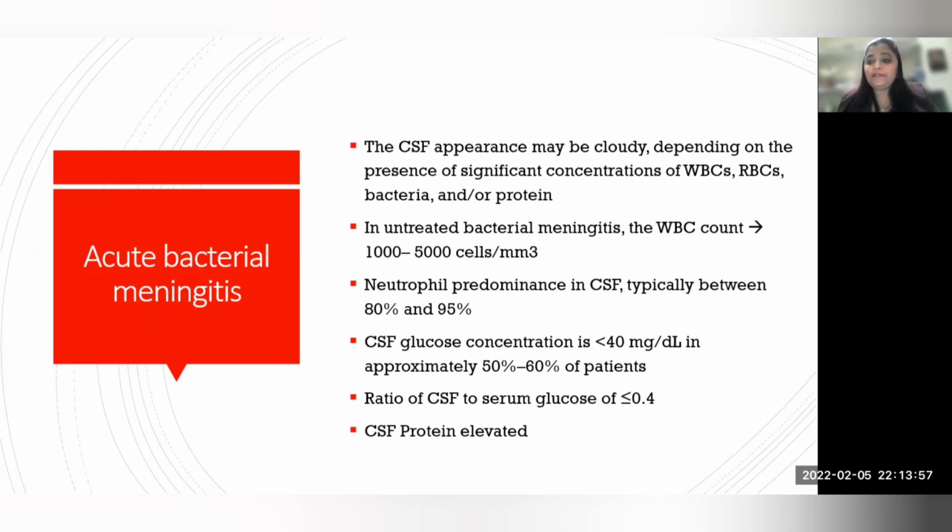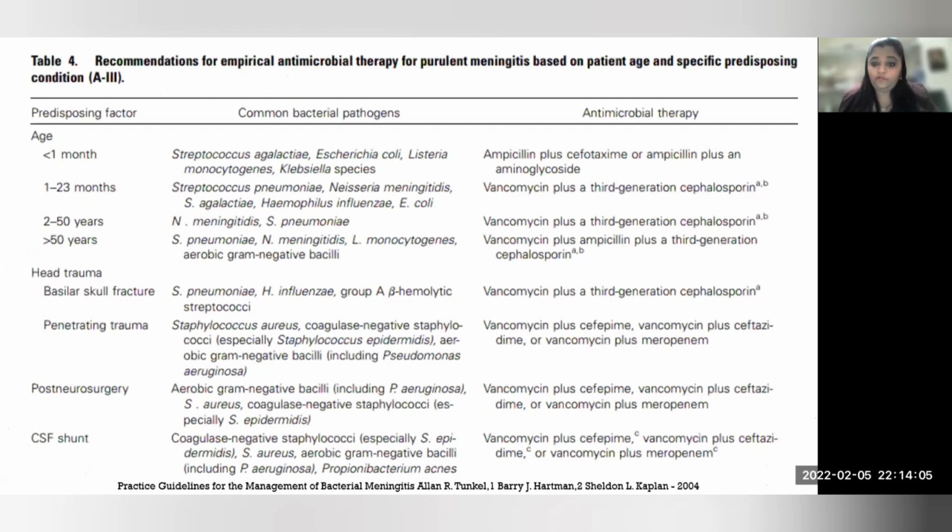So when the patient is having this picture, you will be suspecting acute bacterial meningitis. As I mentioned, you will be giving empiric antimicrobial. So what is the choice of your empirical antimicrobial? Again, it depends upon the age of the patient.